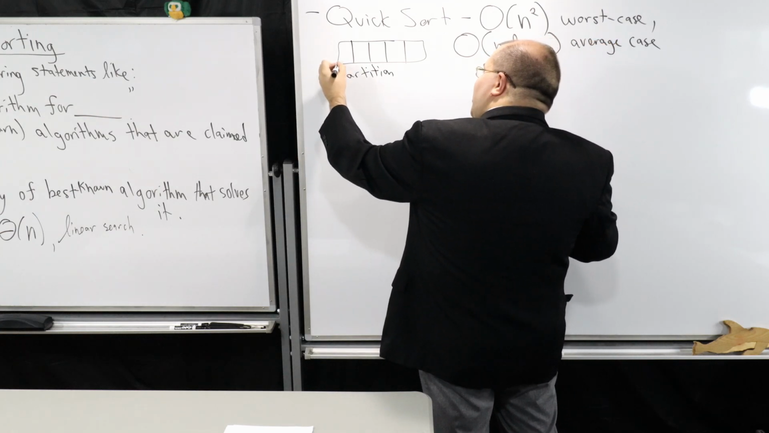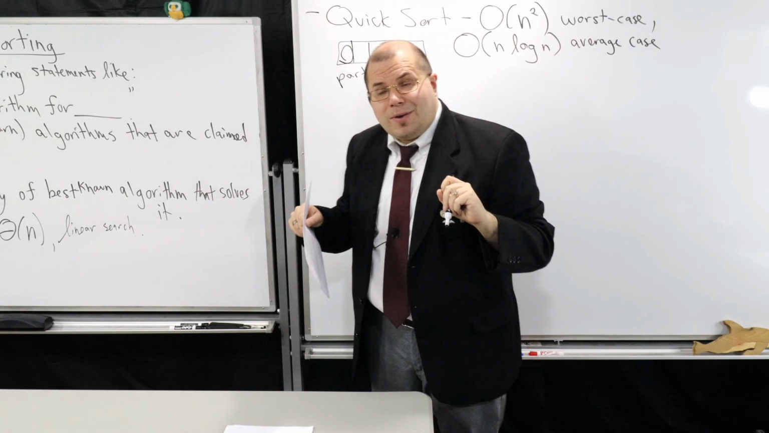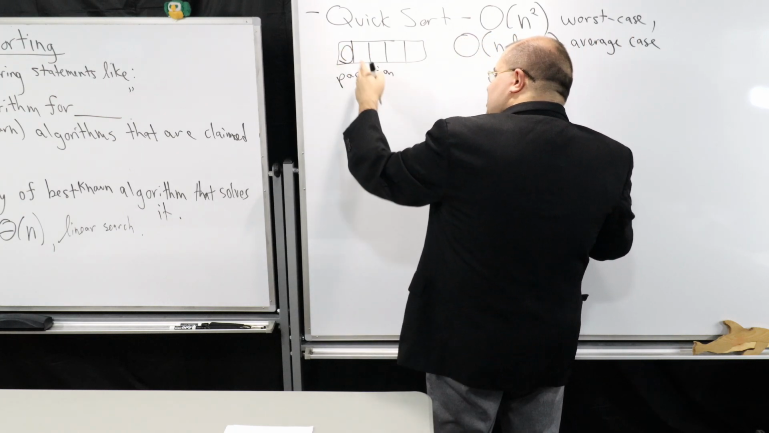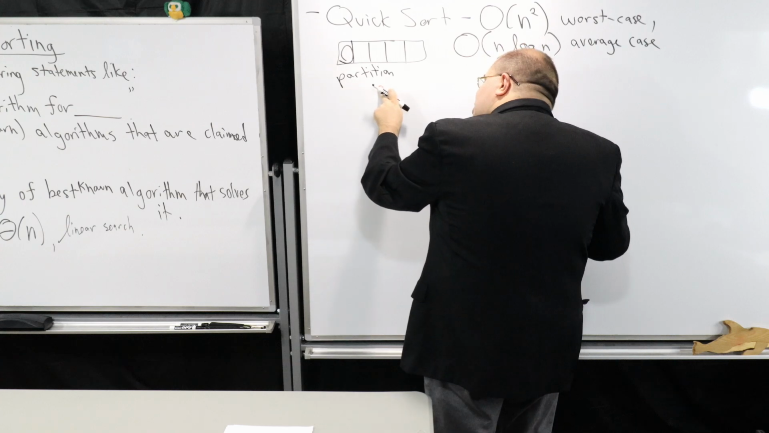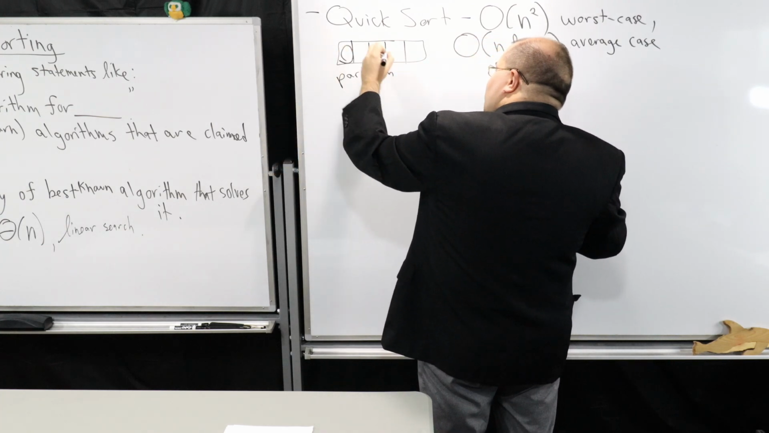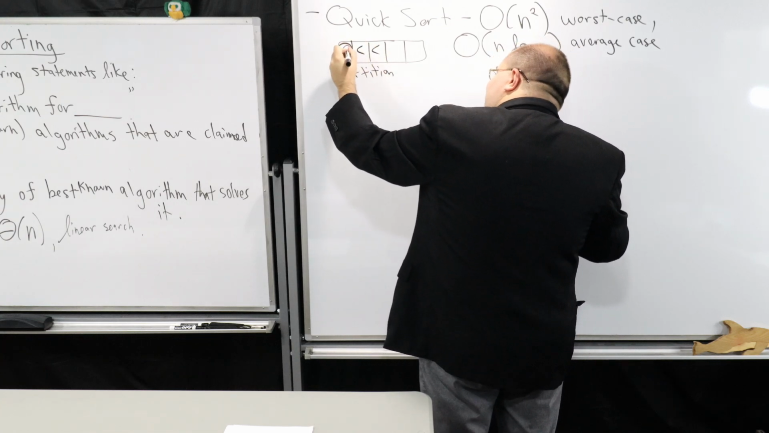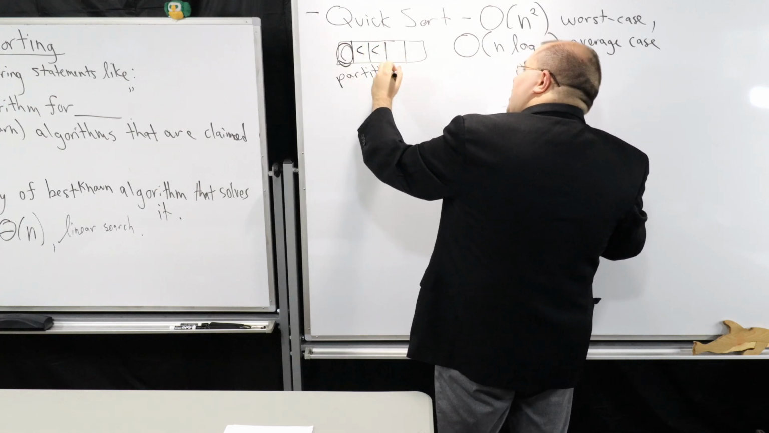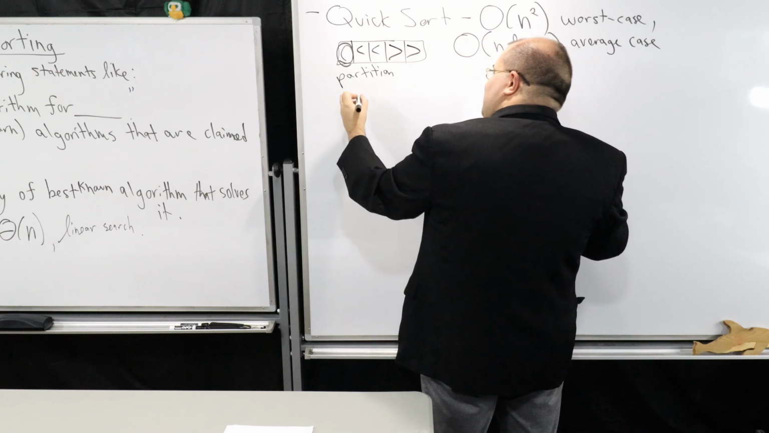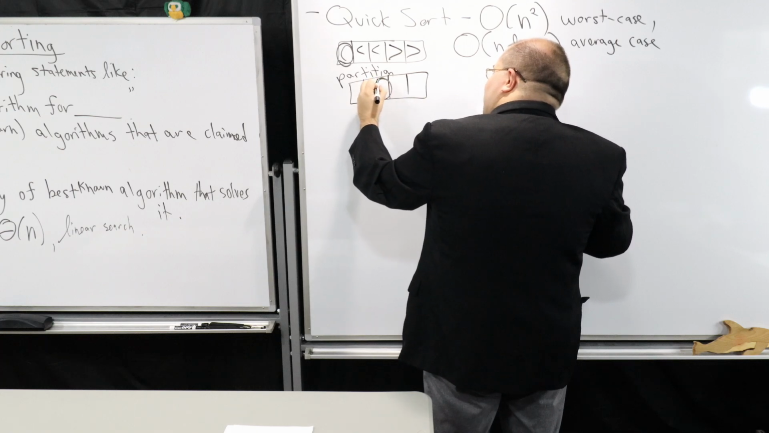Now, classically, it's very often selected as the first or the last element, but it doesn't have to be. I'm going to mention a couple of alternatives. So if you select, say, the first element, your job in partition, as the name would suggest, is to partition the array. Anything that is less than the pivot is on the left side of the pivot, and everything that is larger than the pivot is on the right side of the pivot. So when you're done with this partition process, the pivot will be right here.